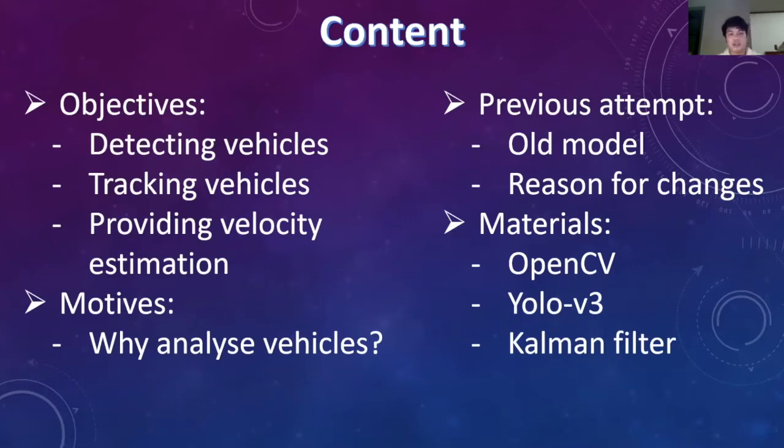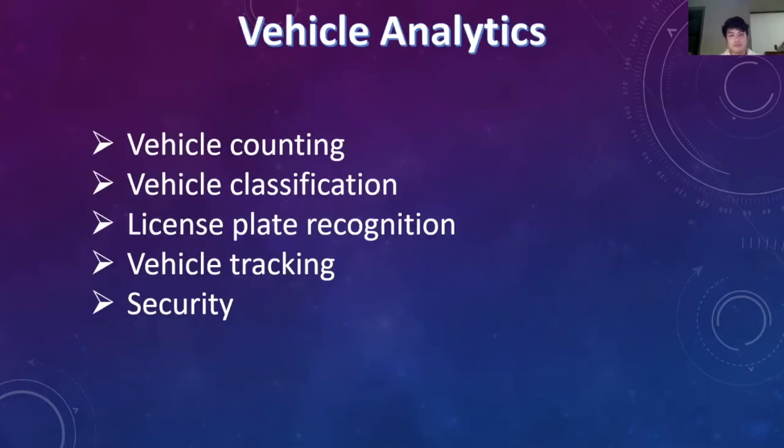Now, the motives for this project: why analyze vehicles? We analyze vehicles because this is very flexible and can be applied to many different areas. We can use it for vehicle counting, classification, license plate recognition if you want to catch speeding criminals. We can track vehicles, which is useful for security in parking lots. We can use the data to find out rush hours. We can use it to find out who likes red cars more than blue cars, if you want to win a bet or something like that. So we use speed estimation. However, this can really branch out into a myriad of different applications.